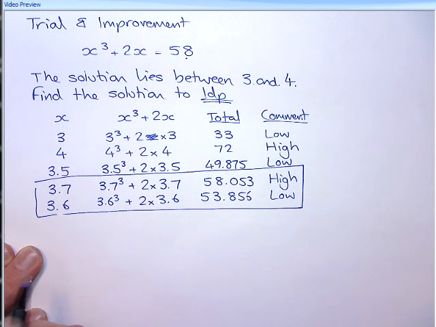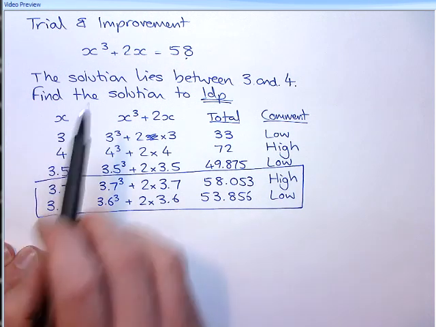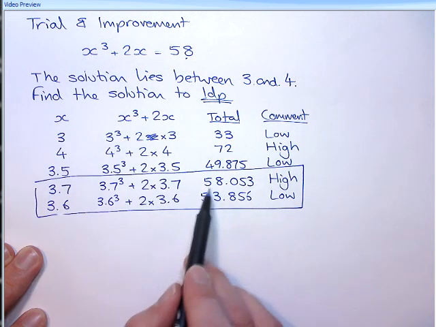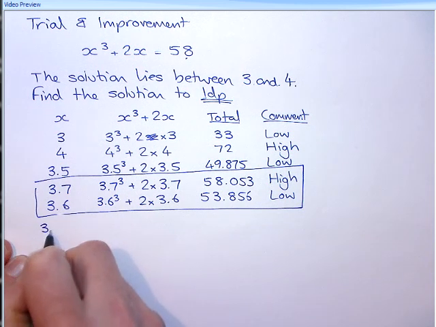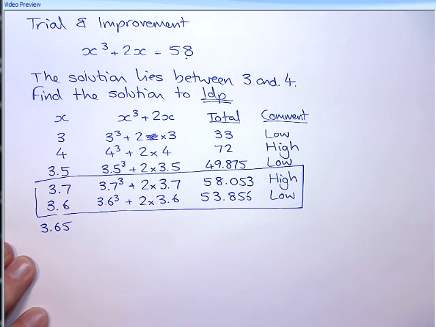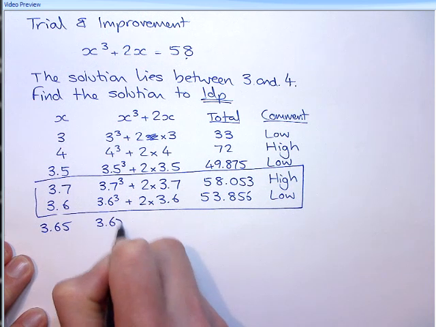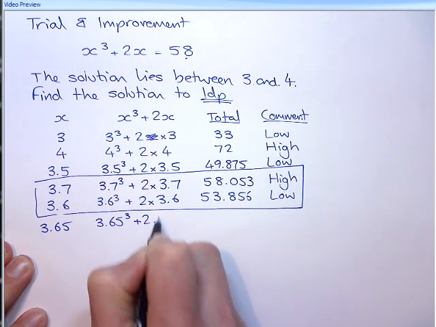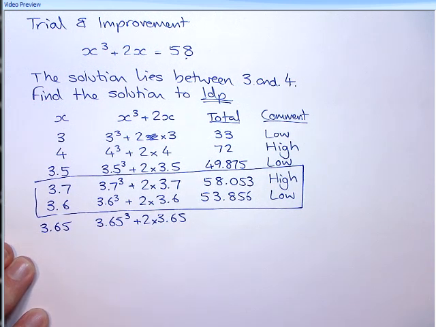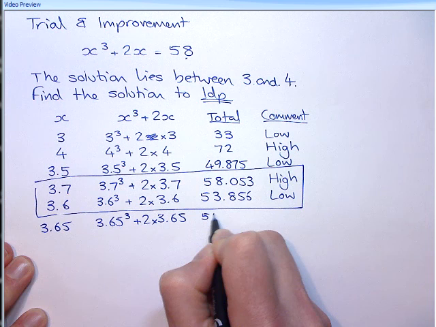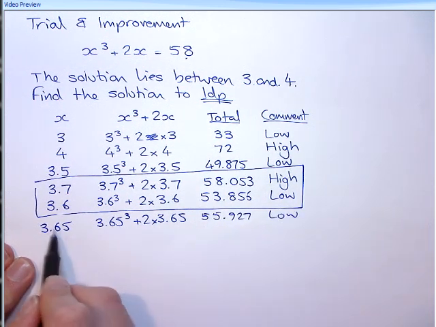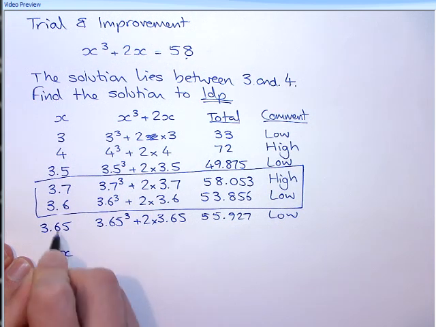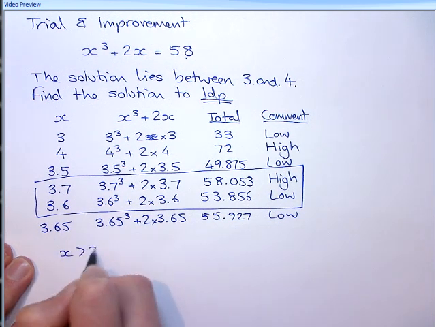Now, these things aren't what we call a linear function, so it's not as simple as which one is closer. To help us guess a little bit more, once we've reached this stage, we always go in between. So 3.65 cubed plus 2 times 3.65, and that is 55.927, so that is too low. Which means when we use this value, this is too low, so it has to be more than 3.65.